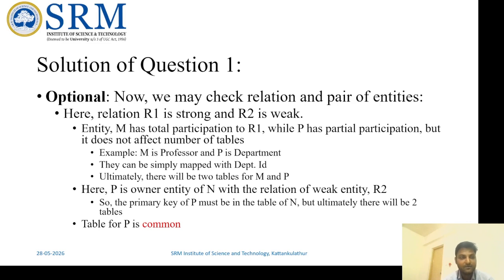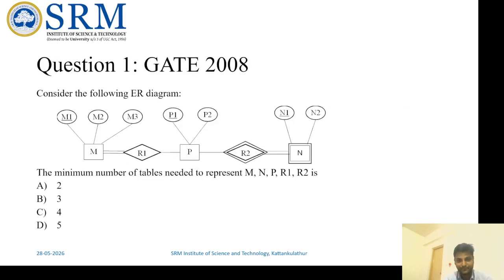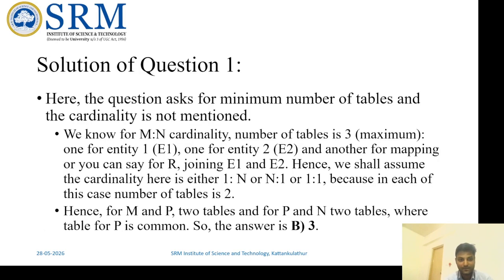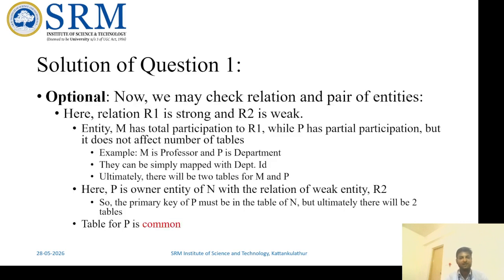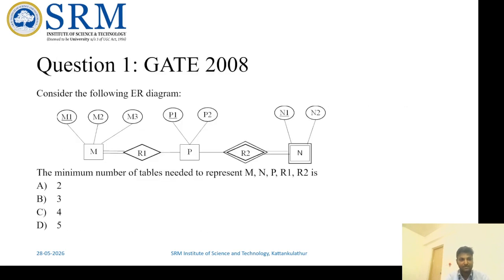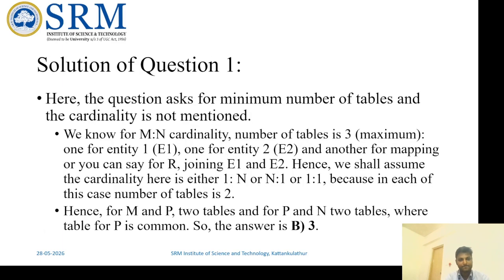Ultimately, there will be two tables for M and P when the cardinality is 1 to N. One student cannot belong to multiple departments. Similarly, P is the owner entity of N with the weak entity relationship R2. But it does not affect the number of tables, and so the ultimate answer is that the number of tables will be 3. So option B is correct here.